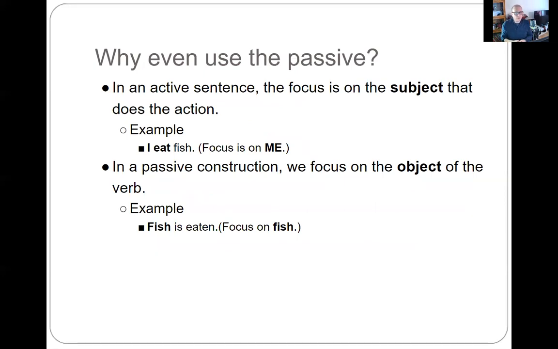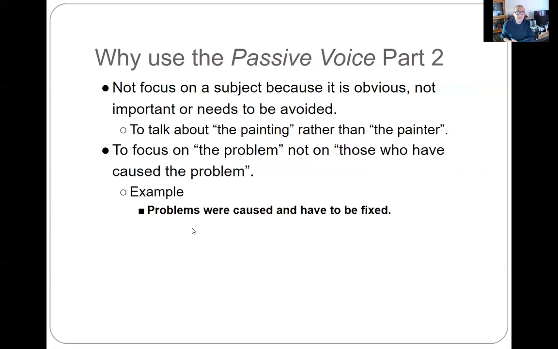Well, just like I said before, it's to focus on the object. So if I say, I eat fish, well, fantastic for you, me, very ego oriented. The passive focuses on the fish, on the object. So here, fish is eaten, and that's fine. And why are we using the passive voice? Sometimes it's because we don't want to accuse anyone, and we don't want to focus on the people. We just want to focus on the problem, or we want to focus on the situation. So a different way to focus on different things.